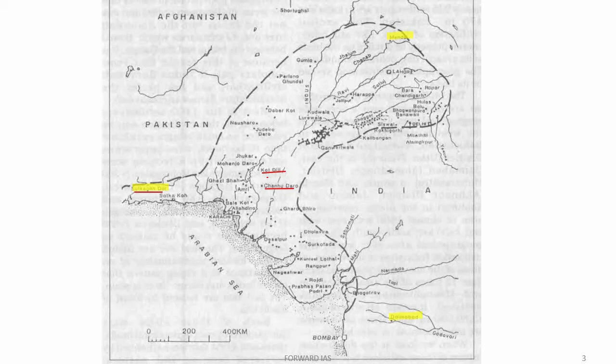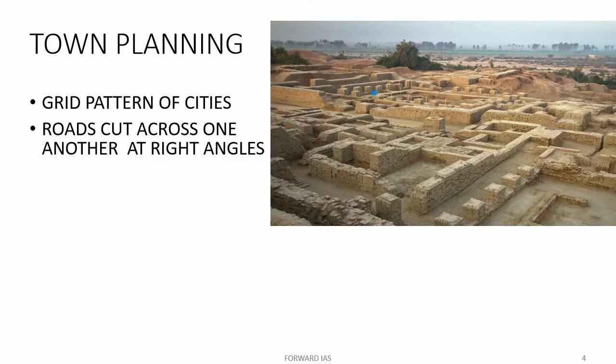The next thing we want to study about Indus Valley civilization is its town planning. This civilization was very unique when compared to other contemporary civilizations like Egyptian civilization and Mesopotamian civilization. It had a unique way of town planning. They followed a grid pattern for their cities, and these roads cut across each other at right angles. As you can see in this particular image, a grid pattern was followed for the design of cities.